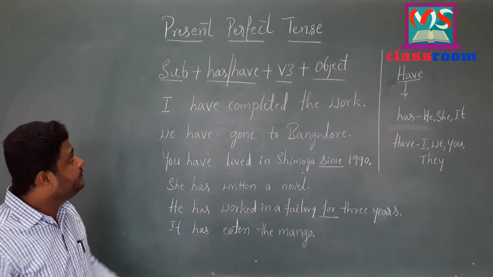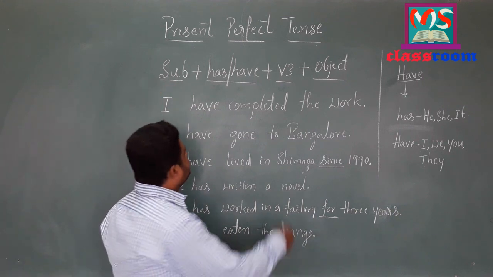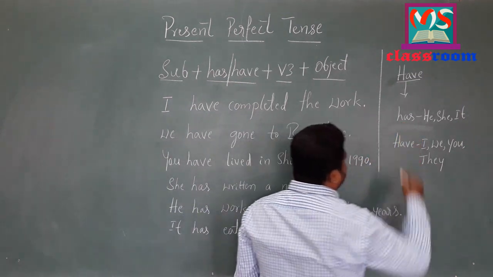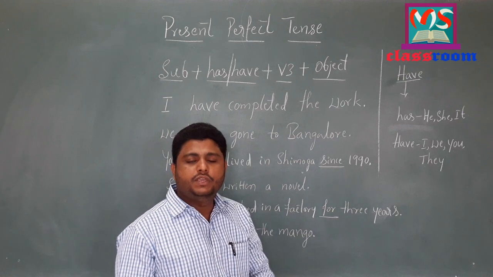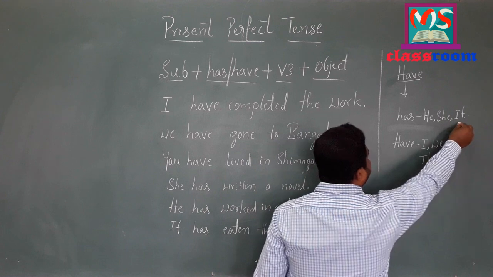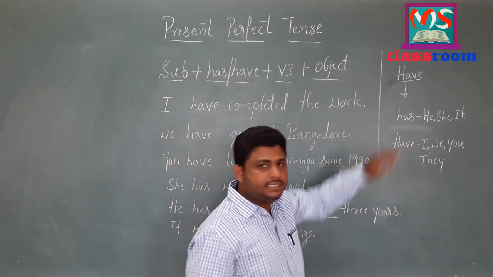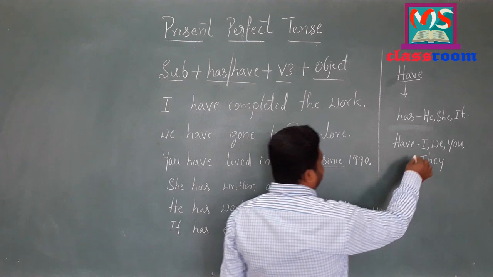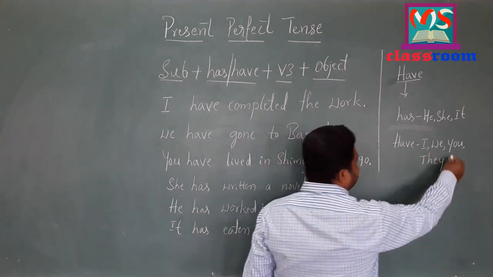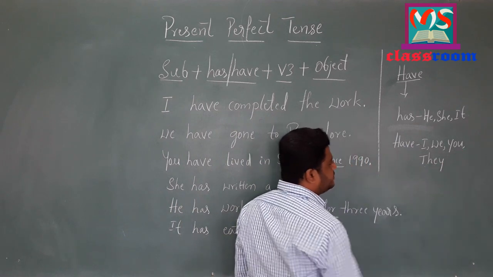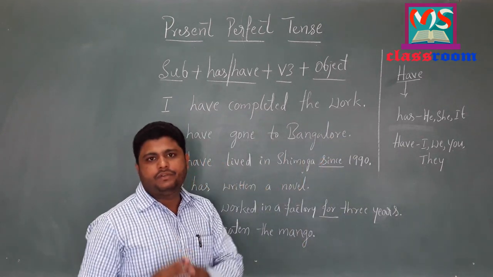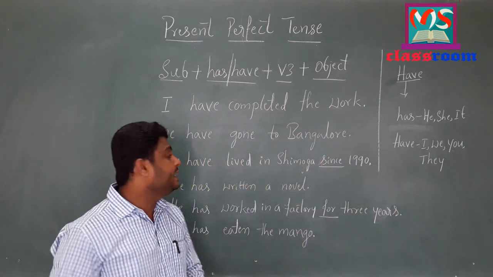One thing you have to remember while using present perfect tense is the usage of has and have. Look at here, the use of has. When we use third person singulars, that is he, she, it, we have to use has. Whenever we use first person singular I, first person plural we, second person singular as well as plural you, and third person plural they, we have to use have. So this is the thing you have to remember in present perfect tense.